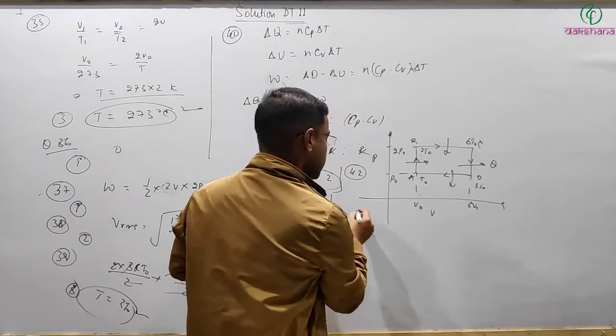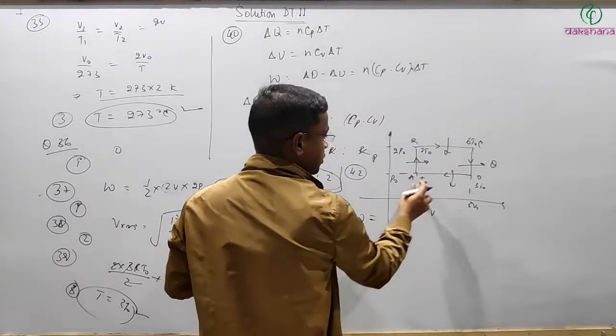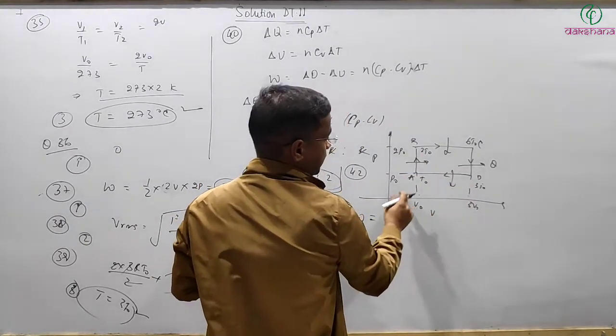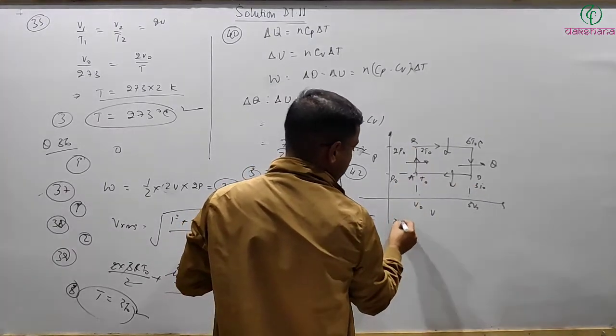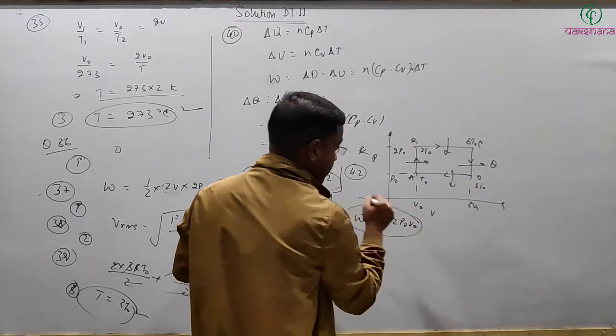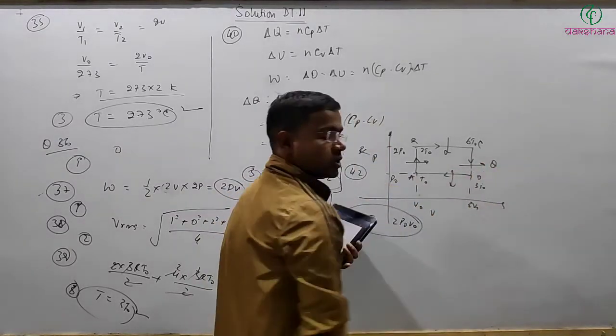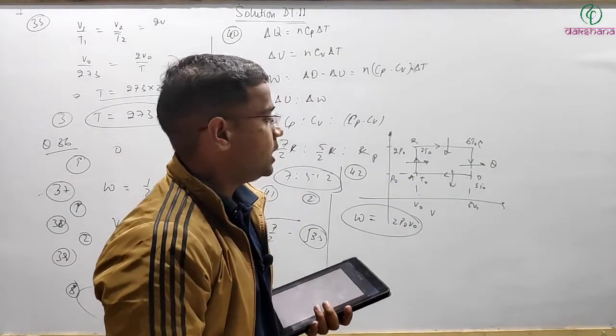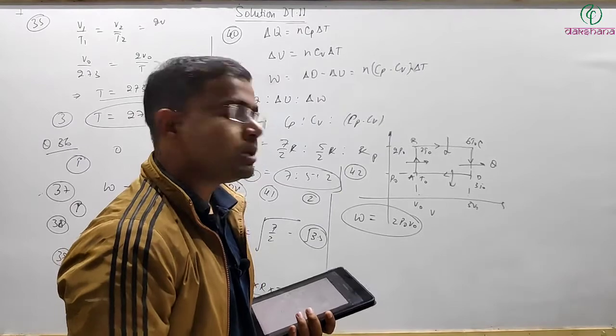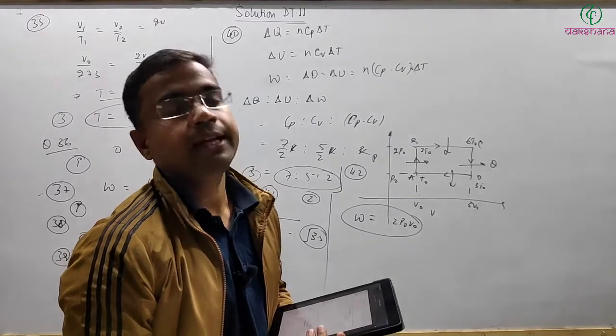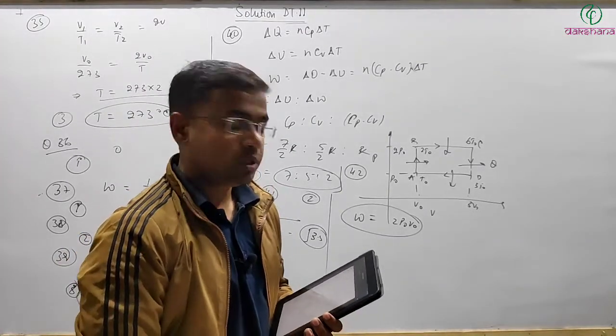तो W क्या हो जाएगा, सिंपली एरिया अंडर दिस ग्राफ, दैट इज कमिंग आउट टू बी 2V0 into P0, so 2P0 V0 is the W. अब अपन Q rejected निकाल लेते हैं इन दोनों प्रोसेसेस में. दैट विल बी लाइक W plus Q rejected will be like total heat supplied, work done divided by total heat supplied will be your efficiency.